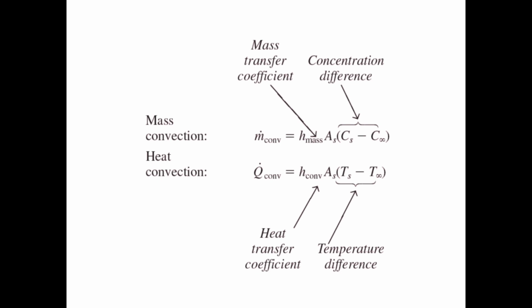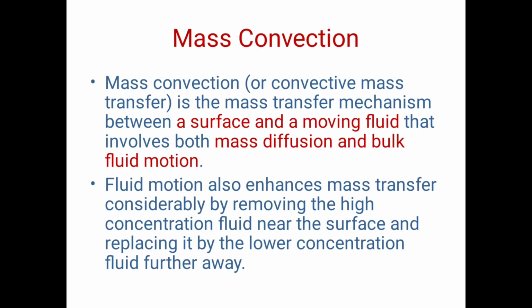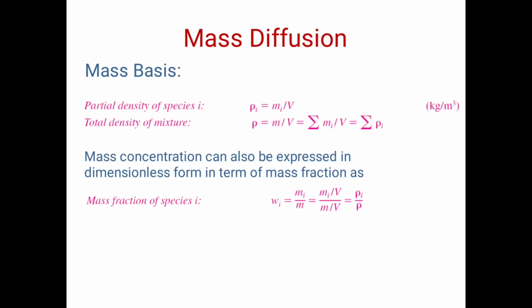For heat convection, the heat transfer coefficient is multiplied by the temperature difference. For mass convection, the mass transfer coefficient is multiplied by the concentration difference. Mass convection is a mass transfer mechanism between a surface and a moving fluid that involves both diffusion and bulk fluid motion. The fluid motion also enhances the mass transfer considerably by removing the high concentration fluid near the surface and replacing it with a lower concentration fluid.